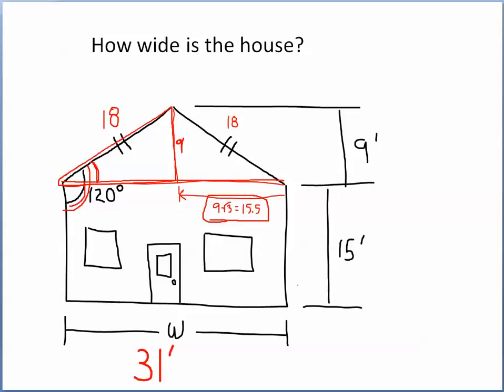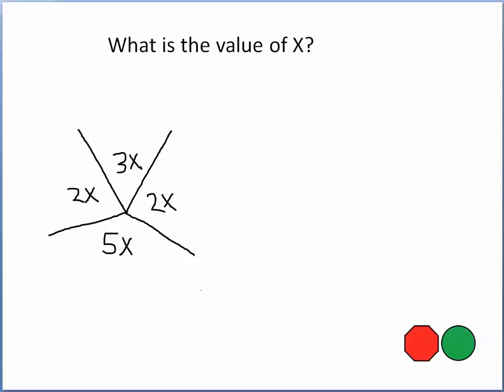If you'd carried the decimals out a little further, you might get slightly more than 31 feet, but if you have 31 feet, a couple of other numbers, you did it right. All right, click on the stop sign, see if you can solve for x.